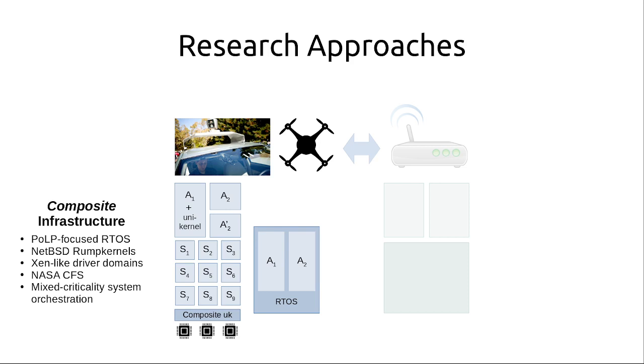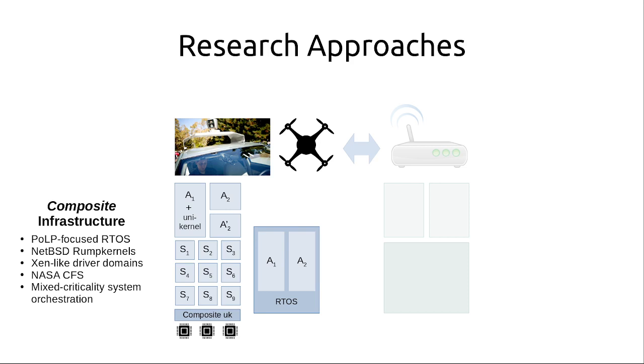We've implemented a principle of least privilege focused RTOS on the system. We've also implemented a personality for that same RTOS on seL4 and compared the two. We've implemented NetBSD rump kernels on the system, Xen-like driver domains, and time coordination between them.